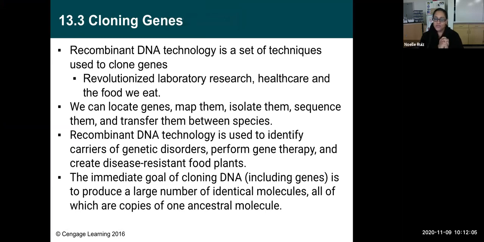We actually clone more genes than we do entire organisms. So recombinant DNA technology is a set of techniques used to clone genes. This revolutionized laboratory research, healthcare, and the food we eat. We can locate genes, map them, isolate them, sequence them, and transfer them between species.